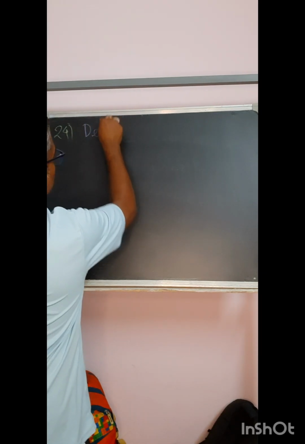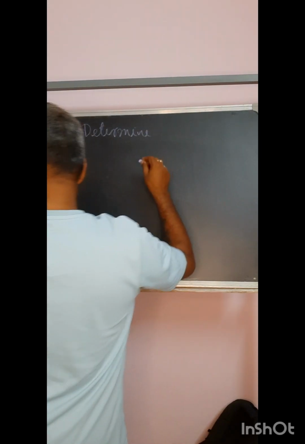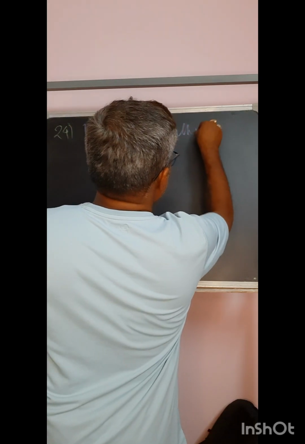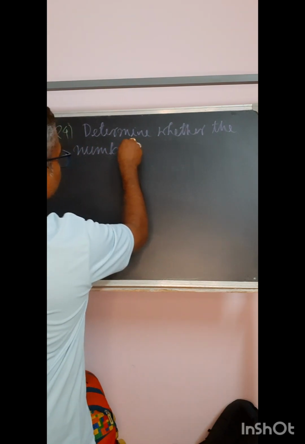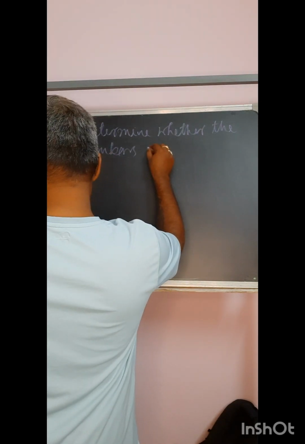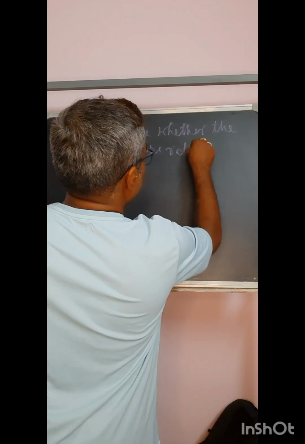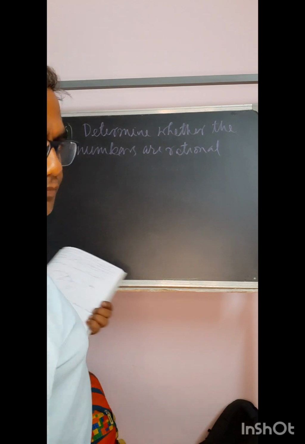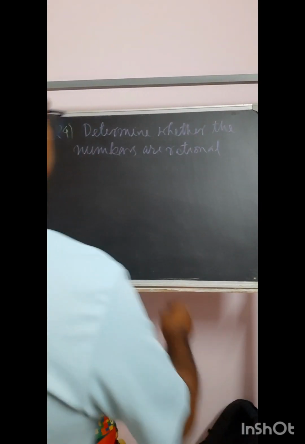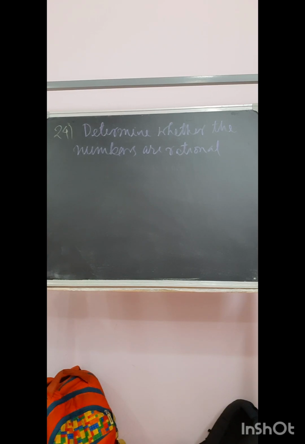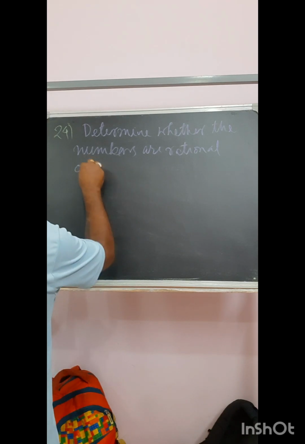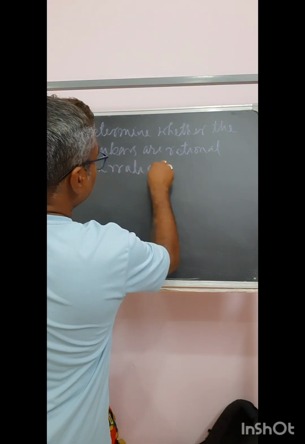To the next problem. I will bring the next problem, that is number 24. It says determine whether the numbers basically are rational or irrational. Okay, so this is the requirement.